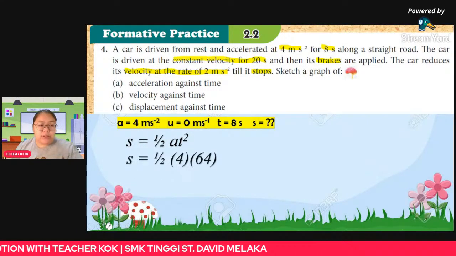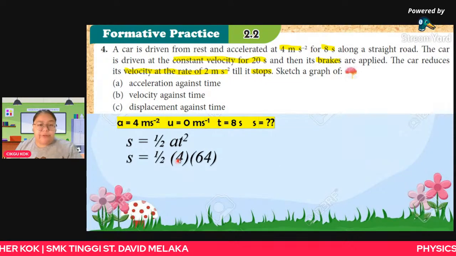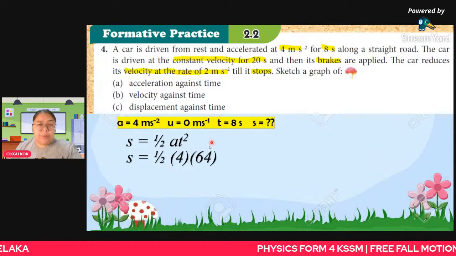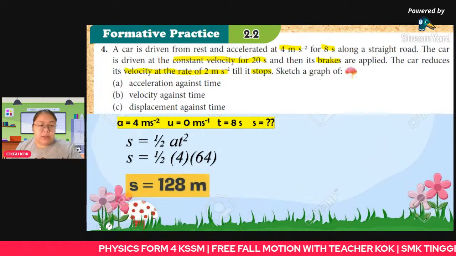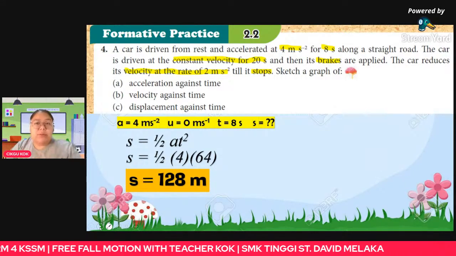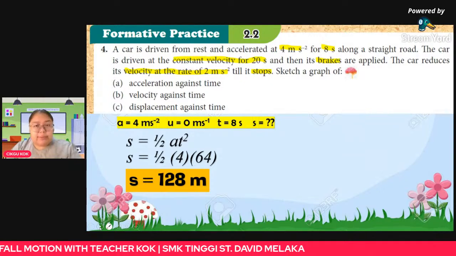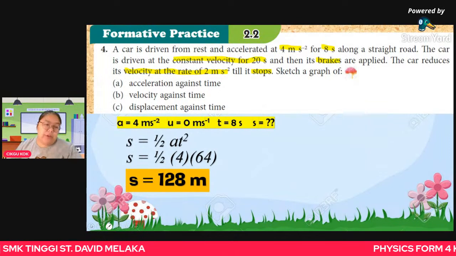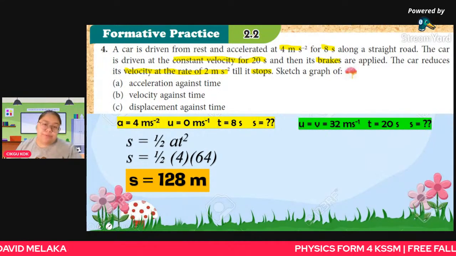So I put everything in. A is 4, T squared, 8 squared becomes 64. So I get the answer 128. So for the first part, the displacement must be 128. Okay, so we remember it, 128. Then we go through to the second part.